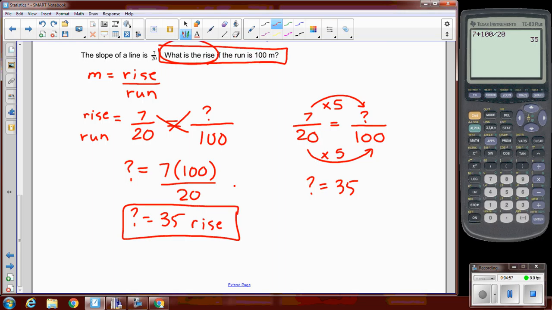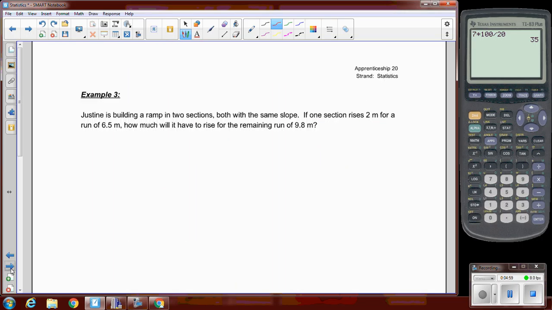The last example, we're talking about this girl Justine. She's building a ramp in 2 different sections. Both have the same slope, it says. If one section rises 2 meters for every run of 6.5 meters, how much will the second part have to rise for the remaining run of 9.8 meters? She's building it in 2 sections so she can haul it and put it where she needs to go. But what we do know, again, slope is rise over run. So we start there and we start to fill in the information we know.